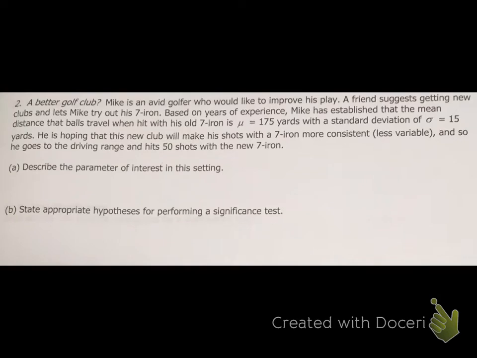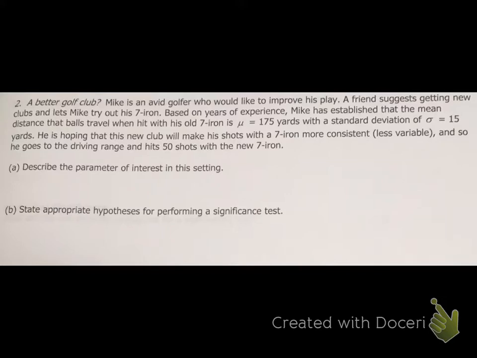Okay, let's look at another example. Mike is an avid golfer who would like to improve his play. A friend suggests getting new clubs and lets Mike try out his 7-iron. Based on years of experience, Mike has established that the mean distance the balls travel when hit with his old 7-iron is mu equals 175 yards, with a standard deviation of sigma equals 15 yards. He is hoping that this new club will make his shot to the 7-iron more consistent, less variable, and so he goes to the driving range and hits 50 shots with the new 7-iron. Describe the parameter of interest in this setting.